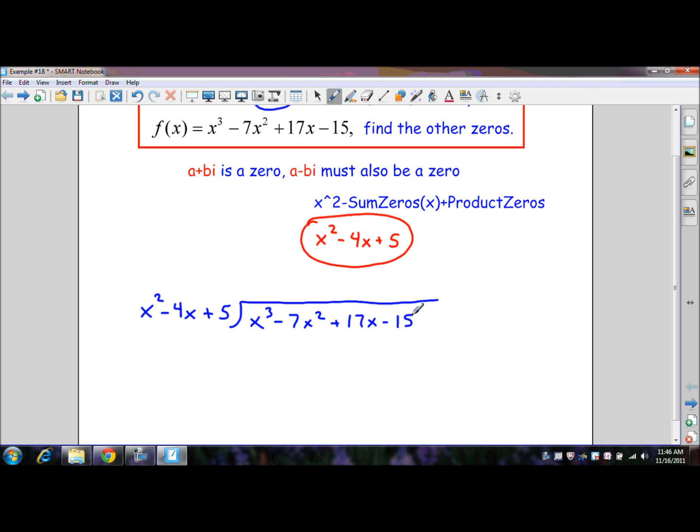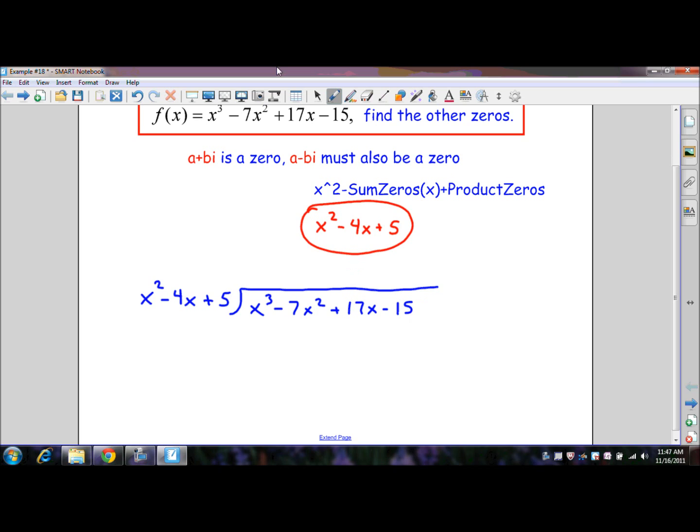Now the reason why it's not going to be that bad is I know the remainder is going to be 0. And remember, if something is a 0 of a function, that means that the remainder will be 0. So I know the remainder is going to be 0. And I'm only looking for one more factor. So I'm really only going to have to do this technique twice in terms of how many steps I'm going to have to take here.